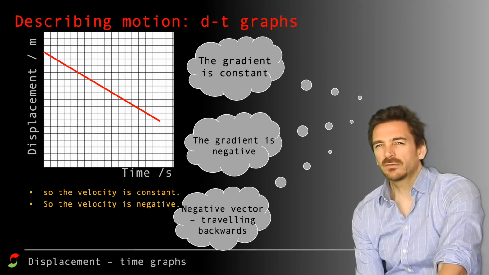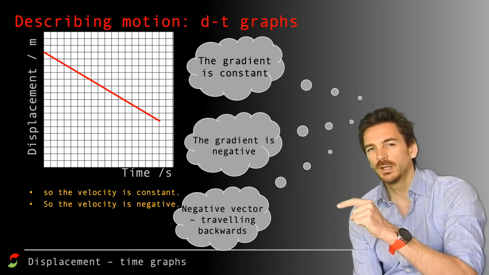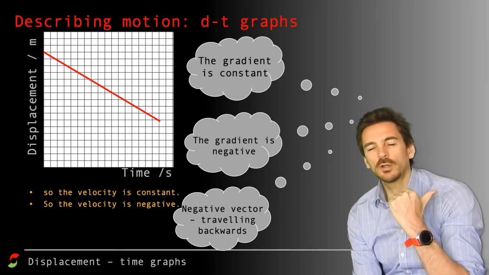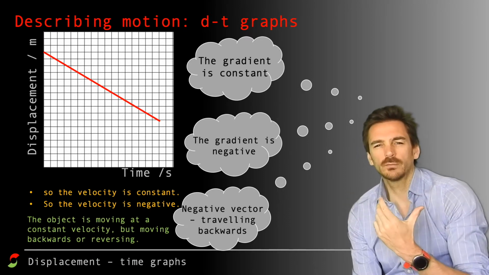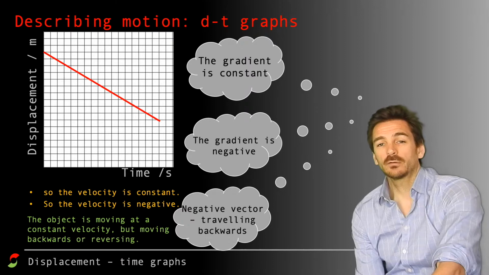So what does negative velocity mean? Well, if I think positive velocity is in that direction, then negative velocity is just in the opposite direction, i.e. it's reversing. So it's moving at a constant negative velocity, or a constant velocity in the opposite direction, or reversing.